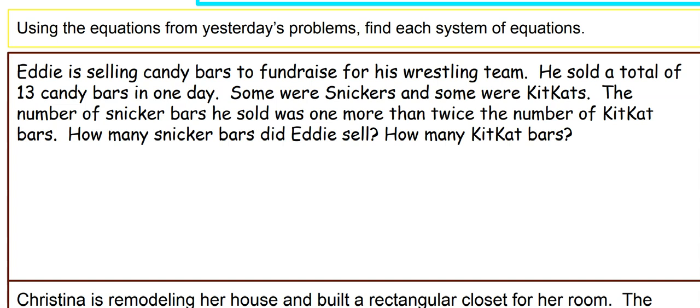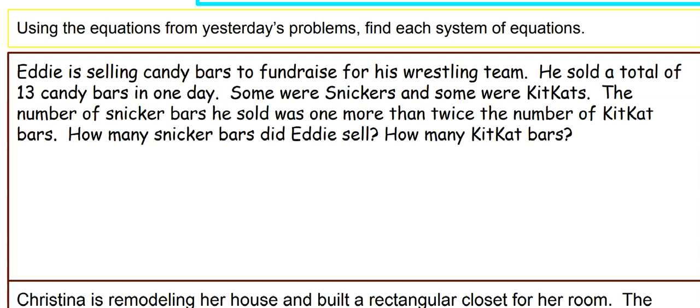So in yesterday's assignment, we took these word problem scenarios and we turned them into equations. Our first scenario was Eddie selling candy bars to fundraise for the wrestling team. He sold a total of 13 candy bars in one day. Some were Snickers and some were Kit Kats. The number of Snickers bars he sold was one more than twice the number of Kit Kat bars. How many Snickers bars did Eddie sell and how many Kit Kat bars?